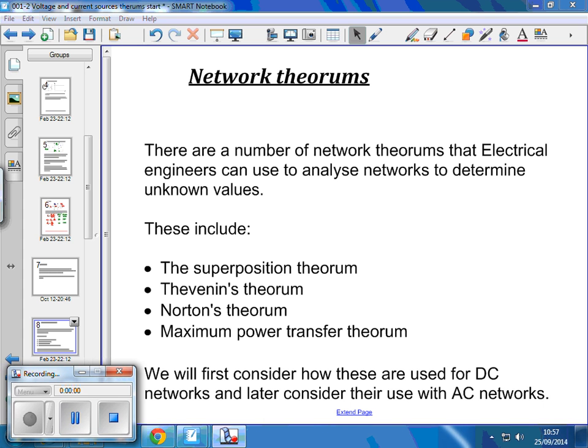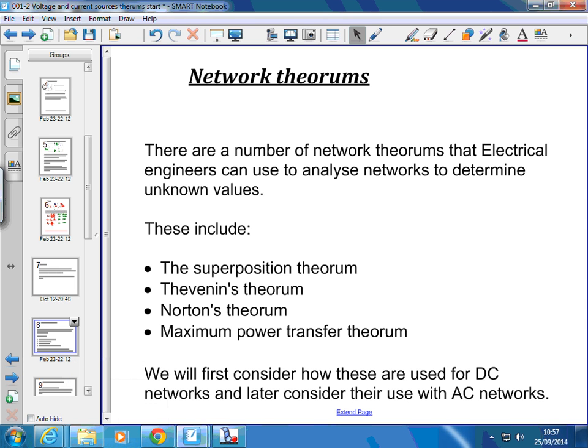Today's session part 2, network theorems. This is where we're going to start coming up with some techniques to be able to analyze more complex circuits, to determine unknown values. This is what it's all about: analyzing this circuit to find values that we don't know what they should be in theory.